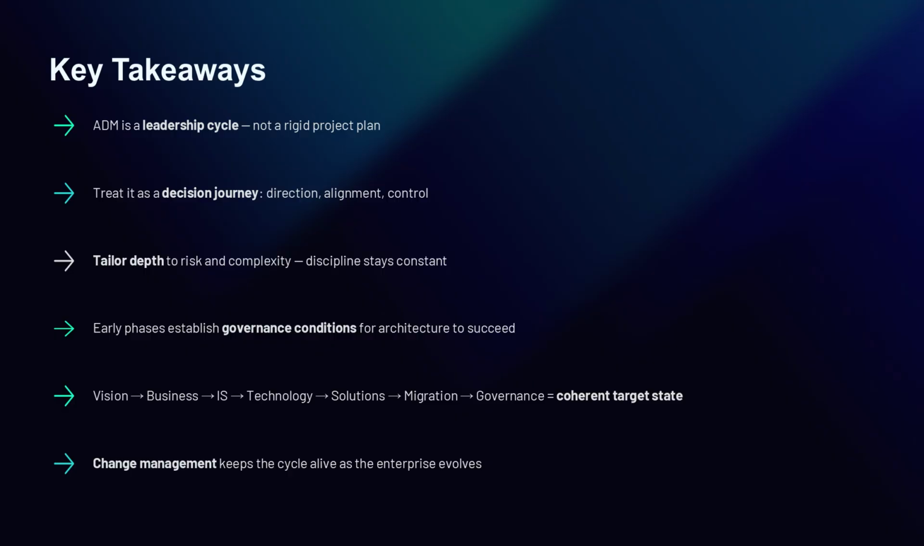You learned how vision, business architecture, information systems direction, and technology direction work together to shape coherent target states. You learned how opportunities, solutions, migration planning, and implementation governance turn direction into executable roadmaps without micromanaging teams. Finally, you learned that architecture change management keeps the cycle alive and relevant as the enterprise evolves.